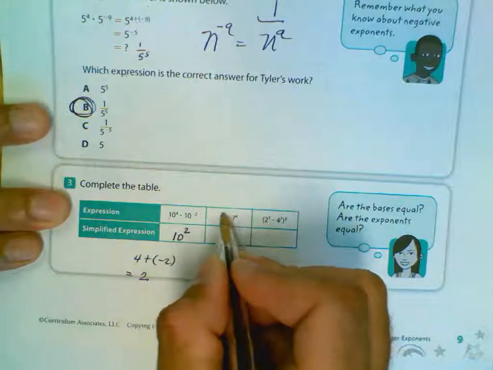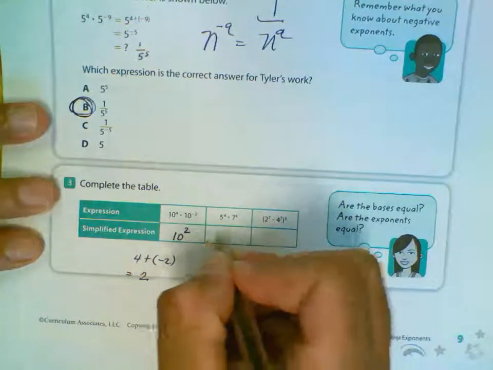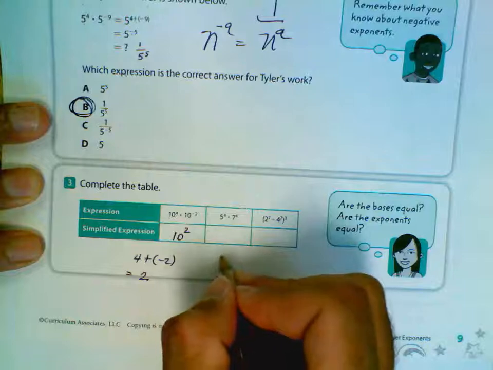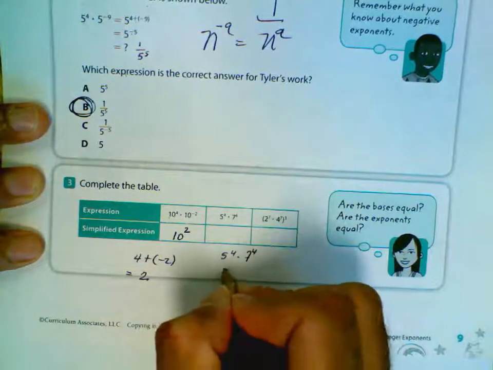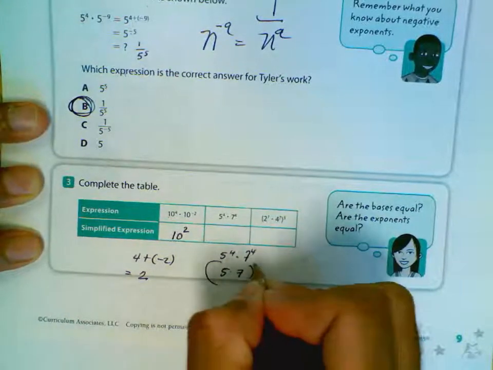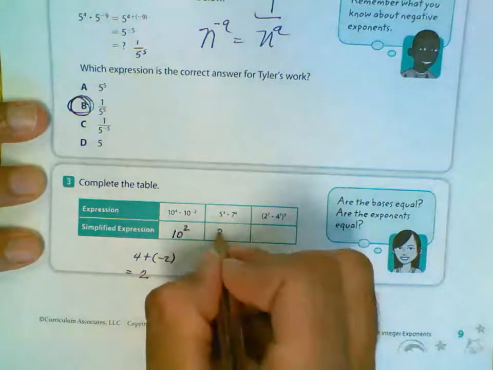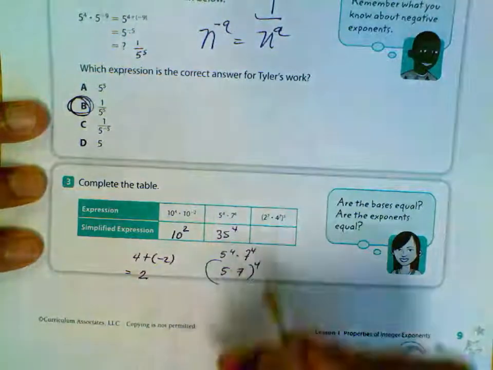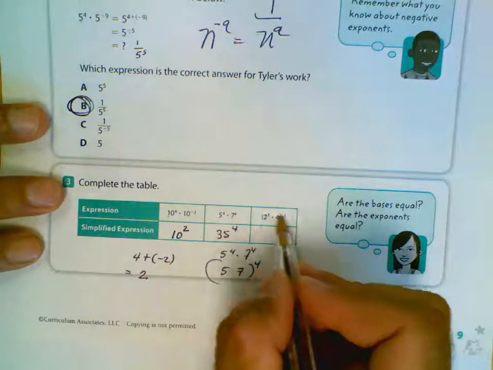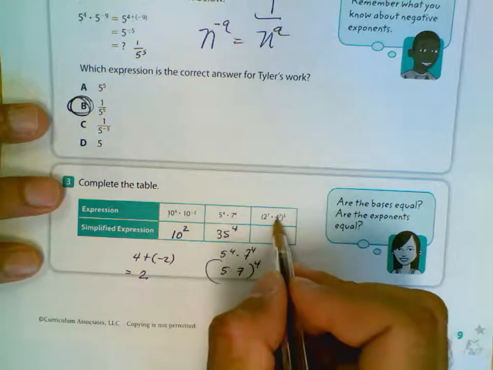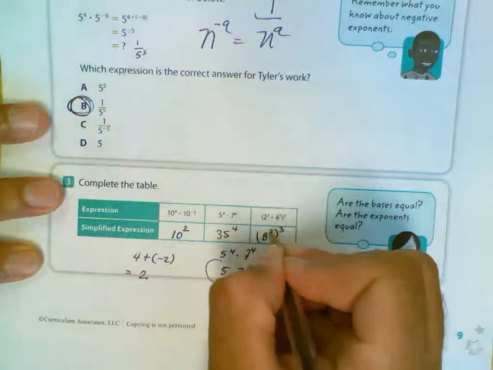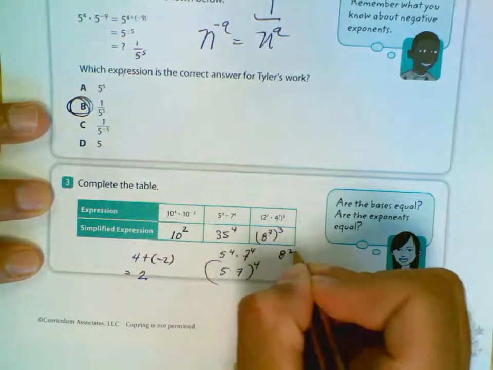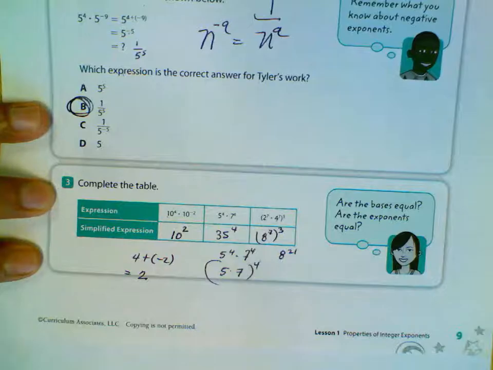Bases are different, exponents are the same. So I'm going to do it here. 5 to the 4 times 7 to the 4th power. So it's 5 times 7 to the 4th power, and 5 times 7 is 35 to the 4th power. And then I have this one, same exponents, different bases. So I have 2 times 4 is 8 to the 7th power to the 3rd power. 7 times 3 is 21, so 8 to the 21st power. Okay, that will be the solution to number 9.